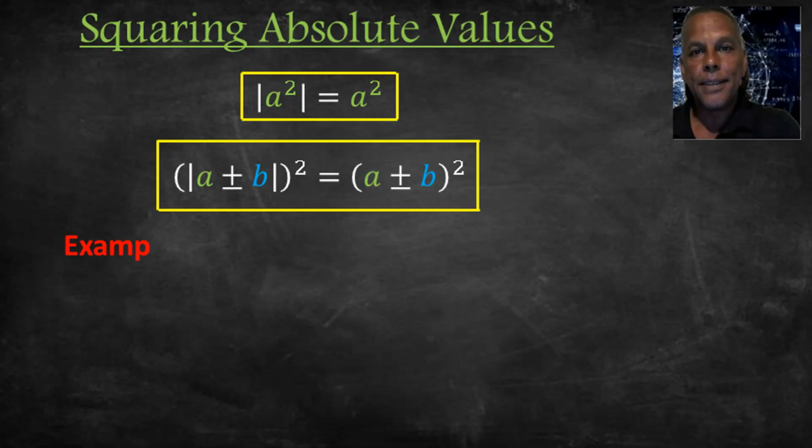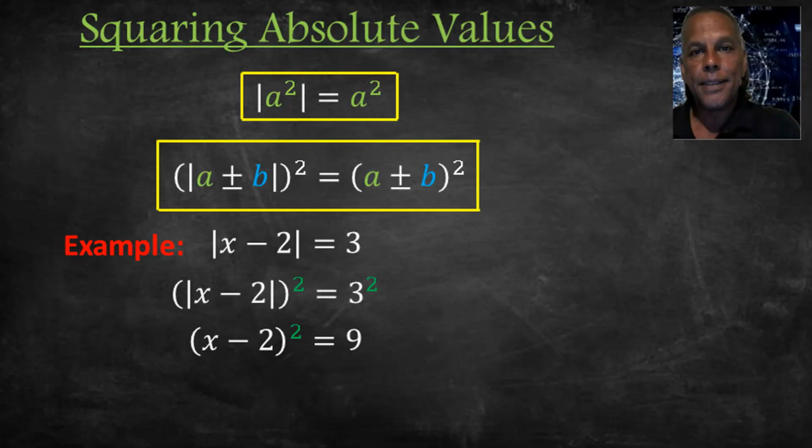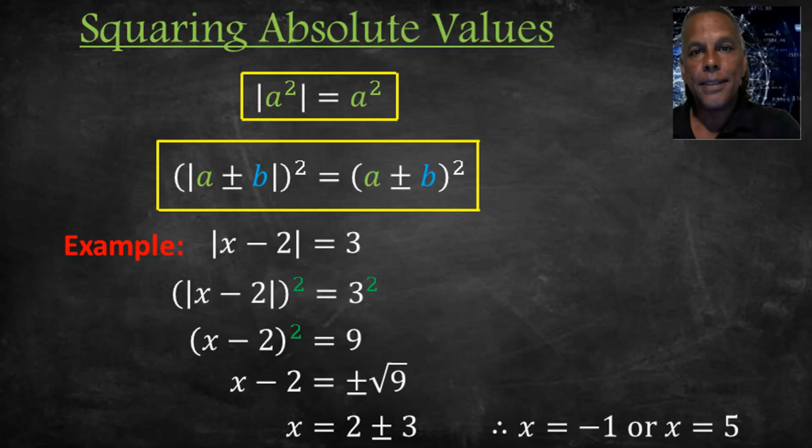Let's take an example. Let's say we need to solve the equation, the mod of x minus 2 equals 3. We can square both sides of the equation and the mod will fall away. So we end up with x minus 2 all squared equals 9. And then we can solve for x. And we find that x is negative 1 or 5.